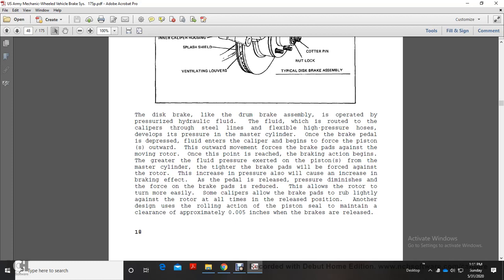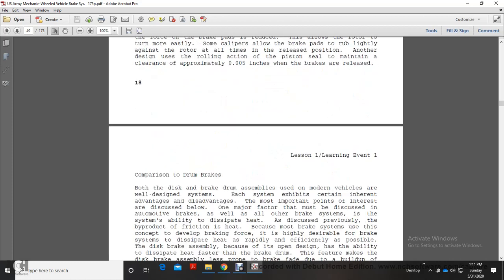Allow for the rotor to turn more easily. Some calipers allow the brake pad to rub lightly against the rotor at all times. The relief position of the design, using the rolling action of the piston seal, maintains a clearance of approximately 0.005 of an inch when the brakes are released.